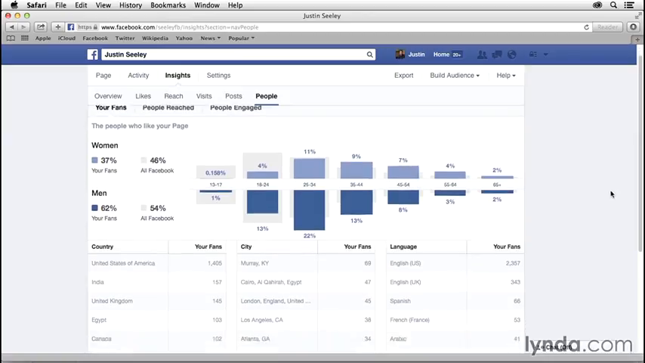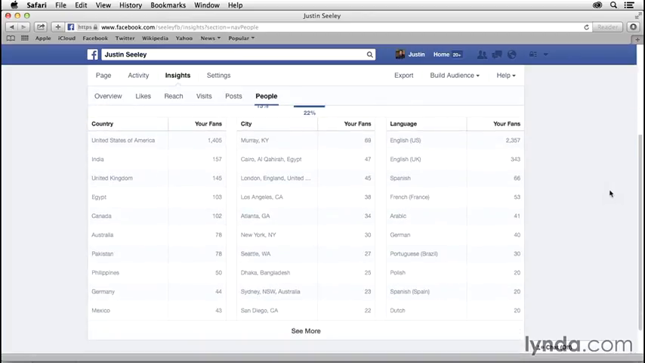I can also, underneath that, get an idea of where my people are. So out of the 3,000 some odd people that like my page, I actually have 1,400 of them that are in the United States of America. In India, I have 157, United Kingdom, 145, and all the way down to even in Mexico, I've got 43 people that like my page in Mexico, which is really interesting to me.